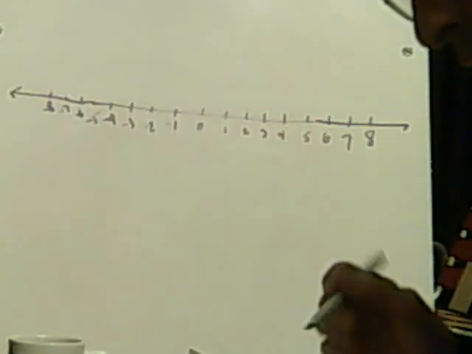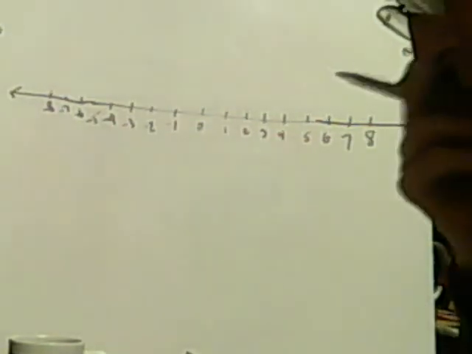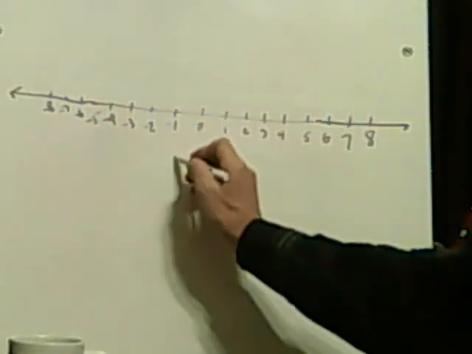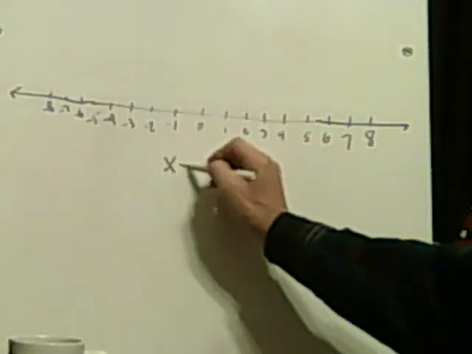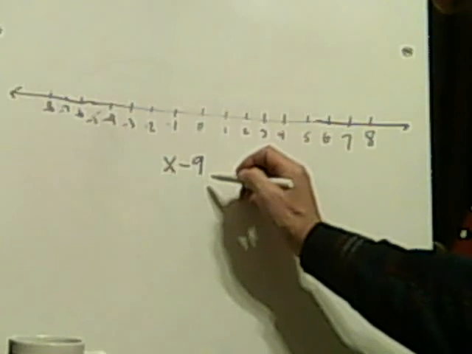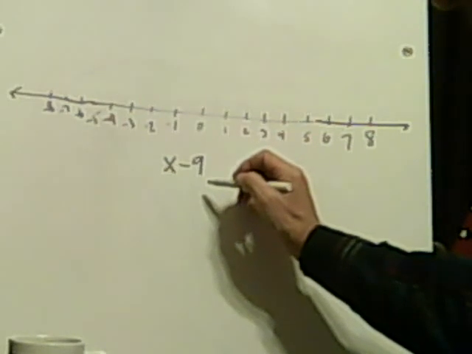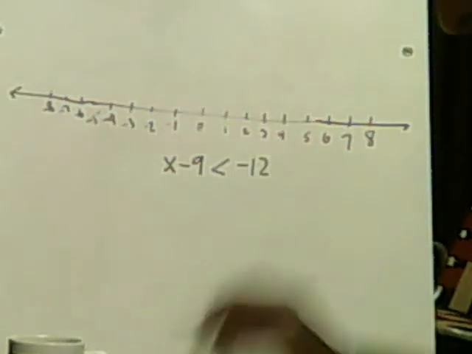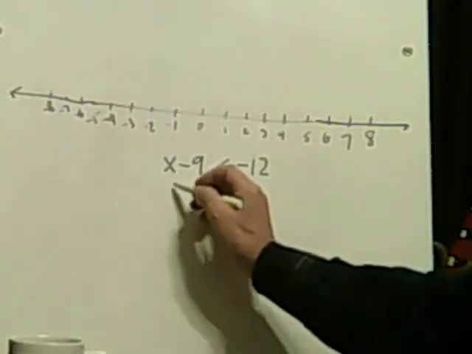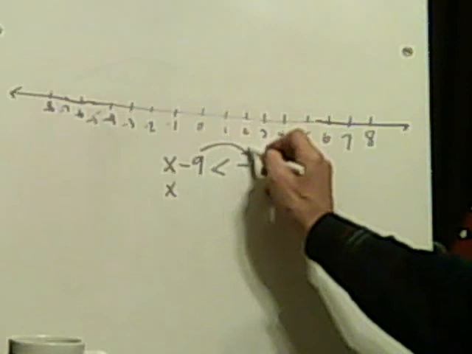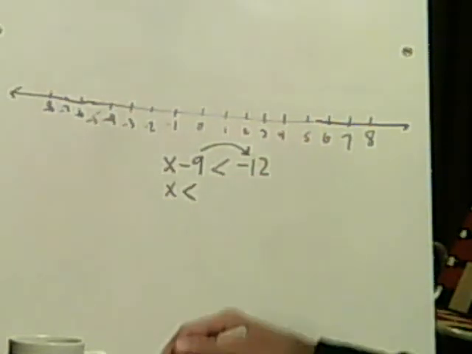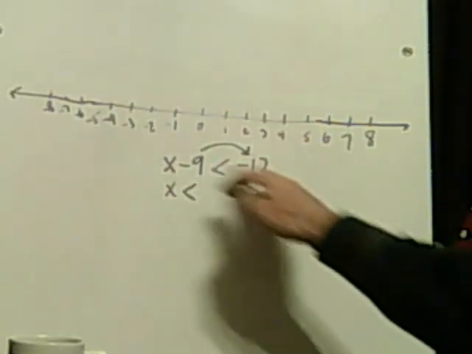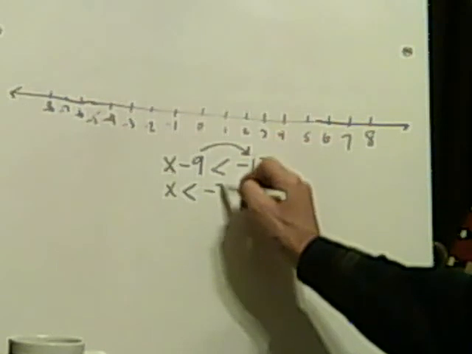Now let's go to number 36. Write the solution set using interval notation. x minus 9 less than negative 12. Okay? So all we do is move over the 9 to the other side, and we get x is less than negative 12 plus 9, which is negative 3.